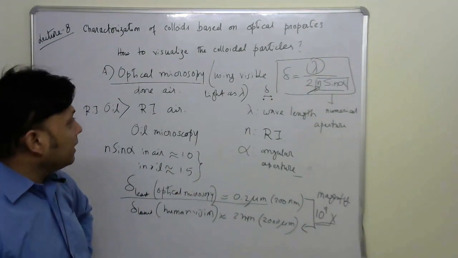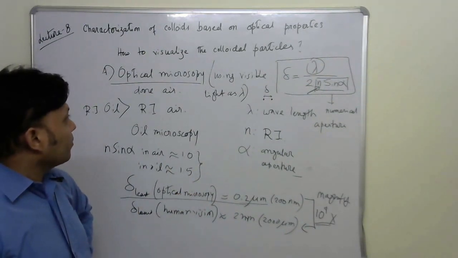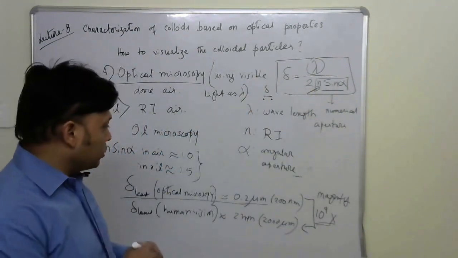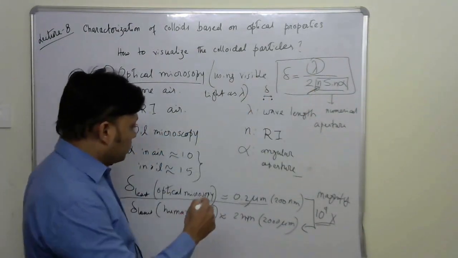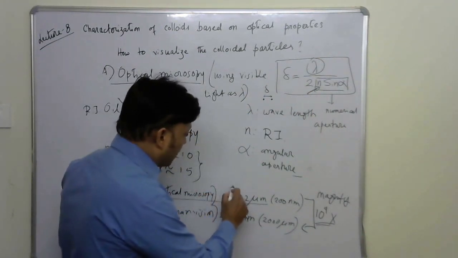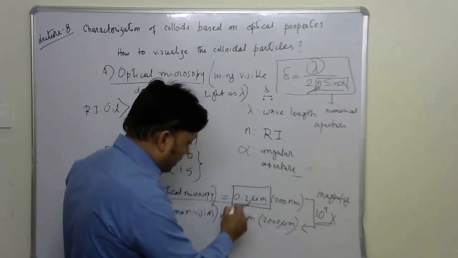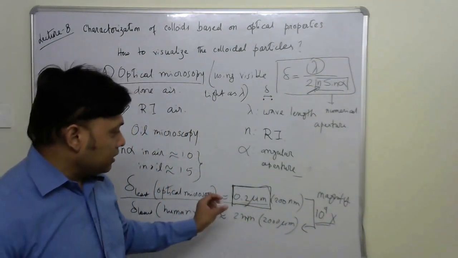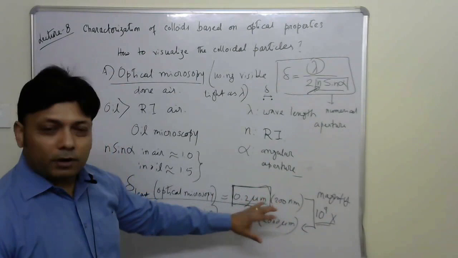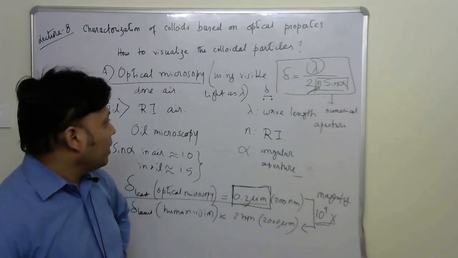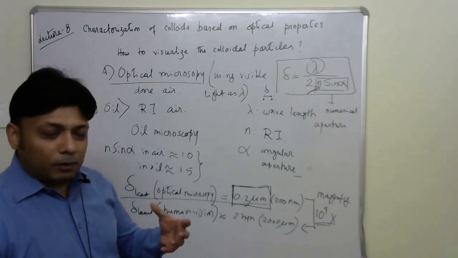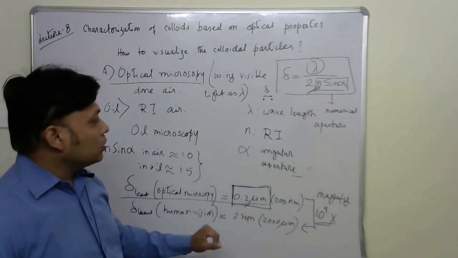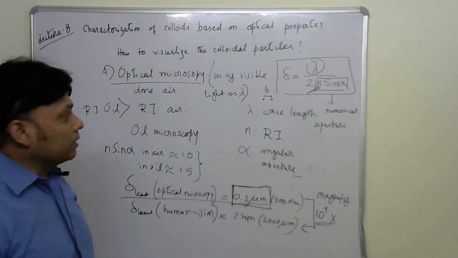Okay, so the bottom line is, with using such factors for resolution, using optical microscopy, or better, oil immersion microscope, we can achieve a resolution, or we can see particles up to 200 nanometer. All right, but the question is, the colloidal particles may be smaller than 200 nanometer that we have seen earlier. So how to visualize those particles?